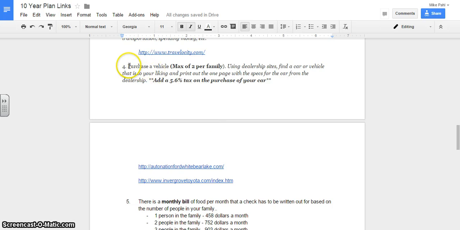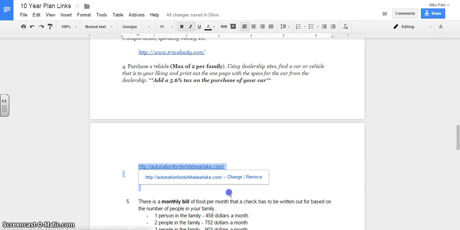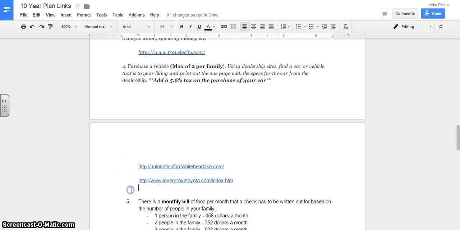The fourth thing is you must purchase one vehicle, maximum of 2 vehicles per family. You'll use these 2 dealerships right here that I will highlight, and those 2 dealerships will be the only ones you can use to purchase your car.